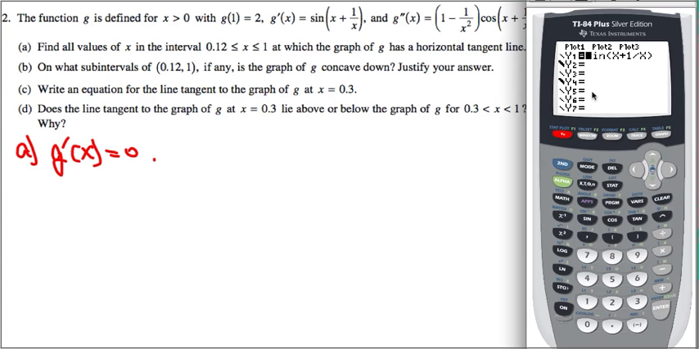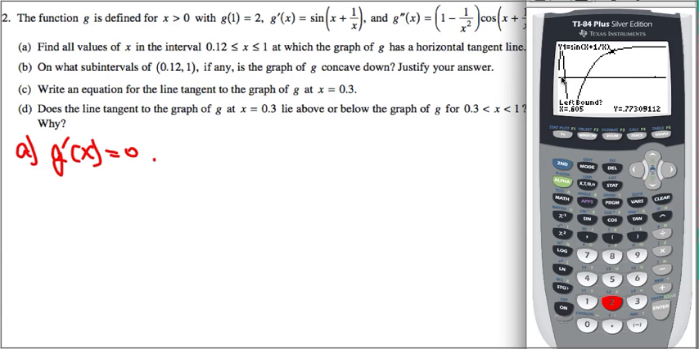Since our domain has to be 0.12 to 1, I'm going to set the window as maybe 0.11, a little bit before, and 1.1, a little bit after. And once again, we're going to go for zoom fit, 0. Then obviously, we can see two locations over here where g prime is equal to 0. So let's try to find what those two points are. We're going to find that zero, so right here, number 2.